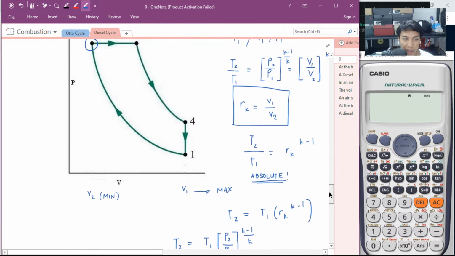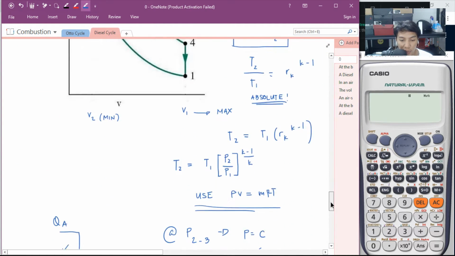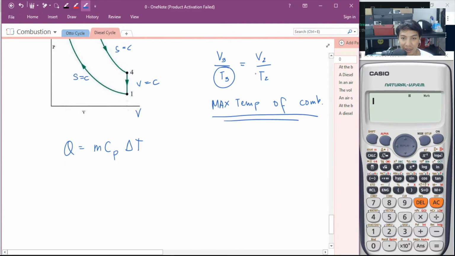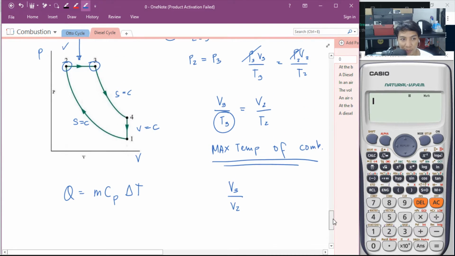Meron pa ba tayong nakakalimutan diyan? Tignan nyo, yung RC kasi, pwede natin i-reform to become V3 over V2. Ano yung maximum volume diyan? Si 3, kasi mas malaki yung volume niya kay 2 pagdating sa cylinder. This is V3, this is V2. O di mas malaki to.